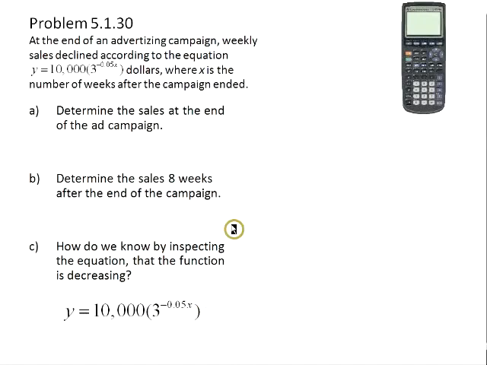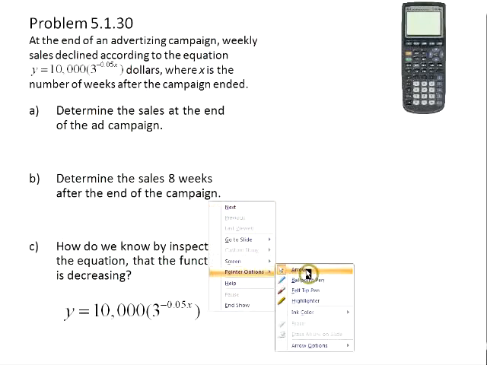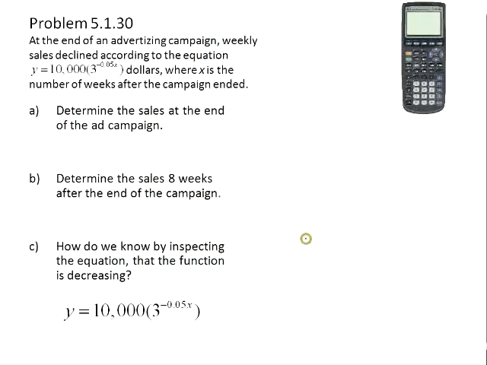We are going to be looking at another problem from section 5.1. This is problem number 30. Looking at this, it has the following instructions. At the end of an advertising campaign, weekly sales declined according to the equation y equals 10,000 times 3 raised to the negative 0.05x, where y is in dollars and where x is the number of weeks after the campaign ended. We want to determine the sales at the end of this time period.